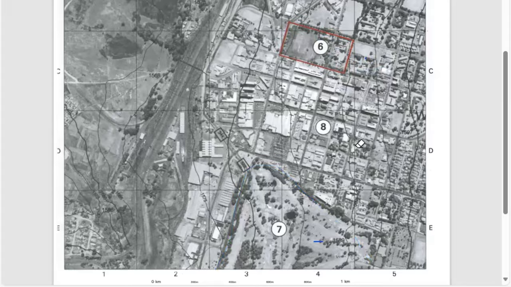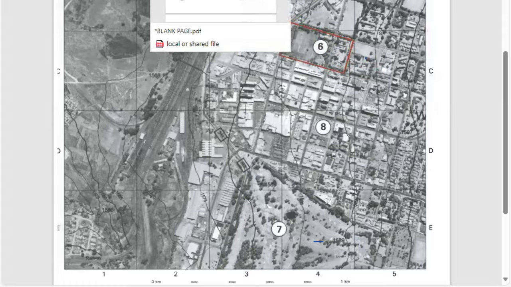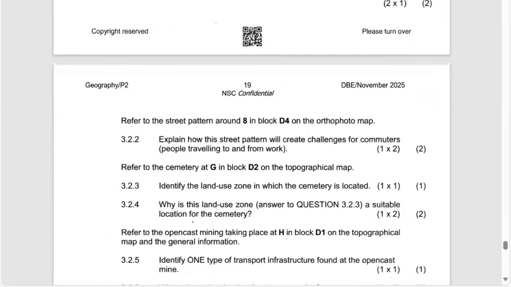The streets are intersecting at right angles. These are going to the northeast. These ones are going to the western side. So it's more of a grid. So how does the grid pattern influence commuters? How are they going to impact on people moving to and from work? They are going to impact on the commuters.